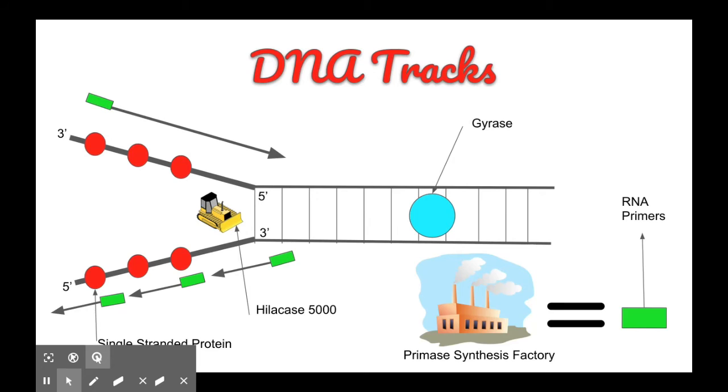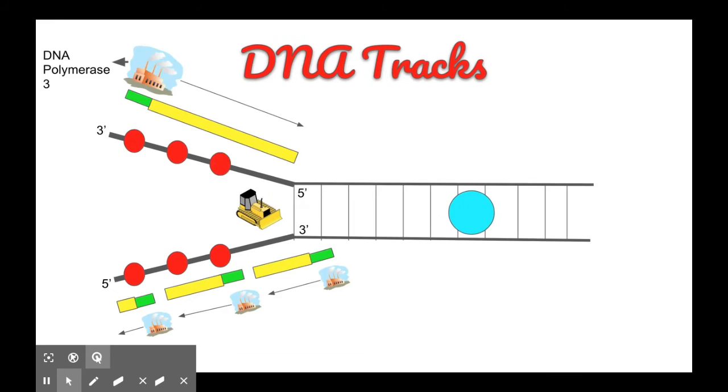Now, we send our experts from the primase synthesis factory, which lay down RNA primers to match up with the DNA strand. Once RNA primers are down, this triggers the development of Okazaki fragments by DNA polymerase III, which only adds nucleotides to the 3' OH end of a primer.